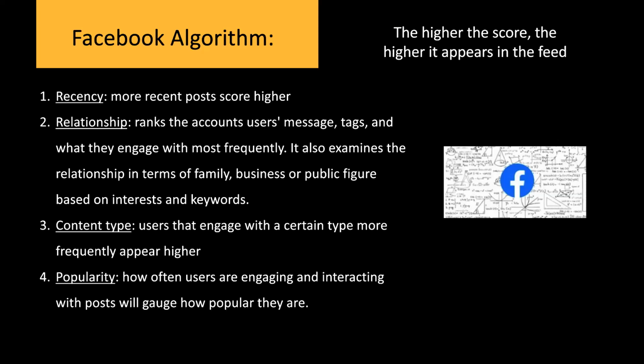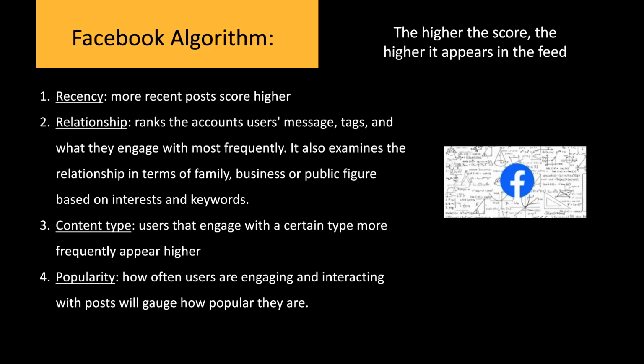The most recent post will score higher. The second impact it has is the relationship. So it's going to find accounts that the person will message, tag, the accounts that they interact with more frequently. It's going to have a higher relationship score, and it's going to examine it in terms of family, business, or public figure. So the higher the relationship and the more they interact with a certain person, the more it's going to show up on the feed.